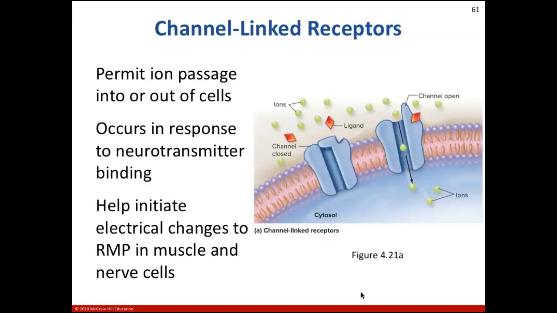So let's look at the channel-linked receptors first. They are going to allow ions to pass into and out of our cells. It happens in response to neurotransmitters. So if you look at this closed channel receptor here, we can see that the ligand is approaching to attach here to its special site, and that is going to open up the channel and allow the ion to flow through. This can help initiate electrical changes to that resting membrane potential in muscle and in nerve cells.